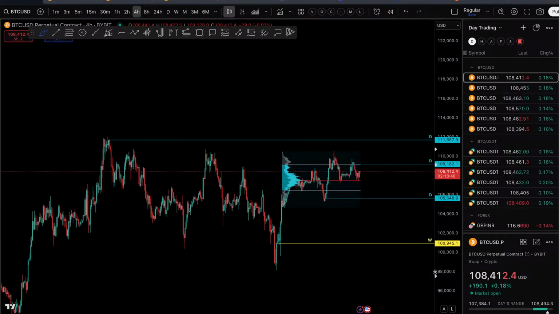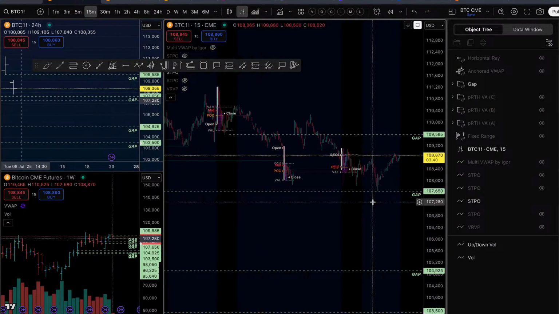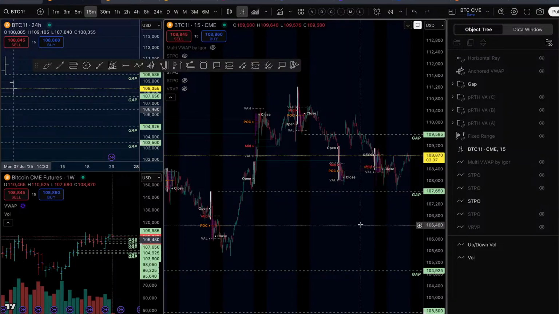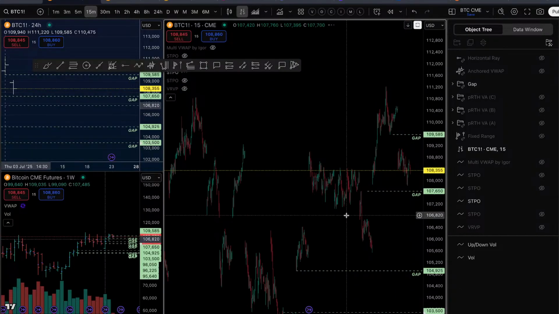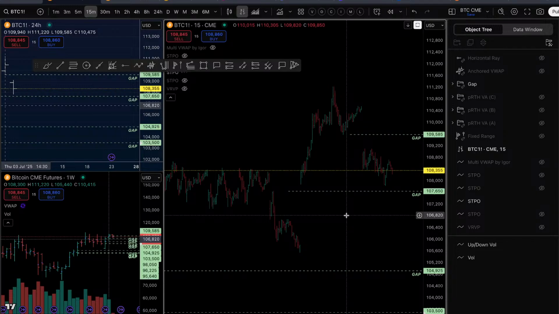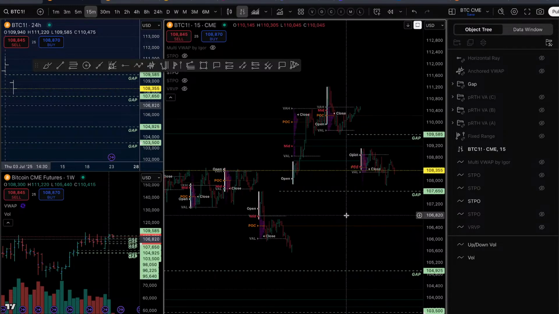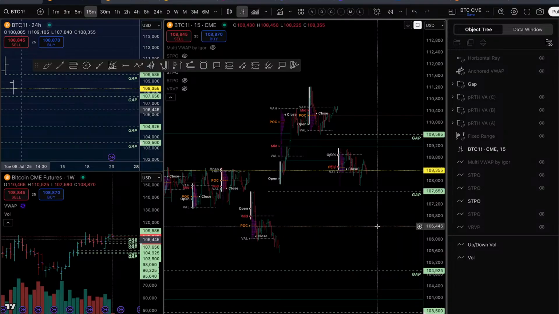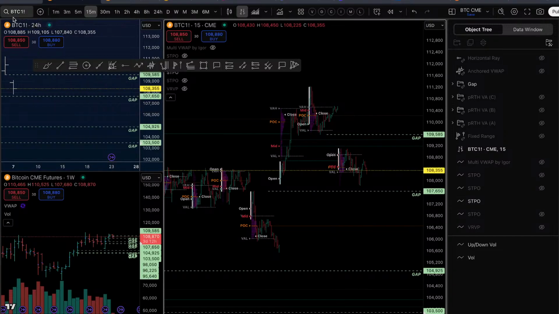So I was saying that the likelihood, because there is nothing on the CME chart that is going to make us want to go down here. We can have something when it comes to the RTH session. Yeah, we have this point of control that has not been touched at 106,400. Okay, yeah, that could offer, that could be at the same place as this.